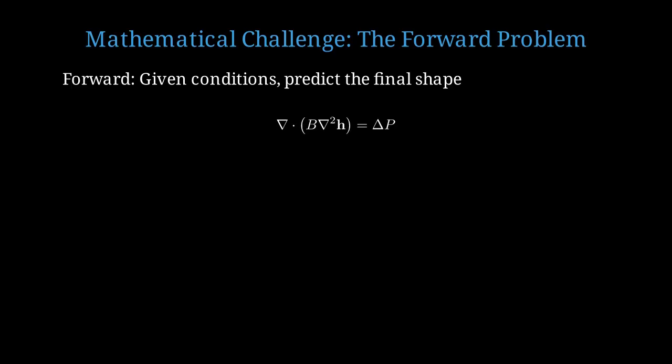The governing equation involves the divergence of B times the biharmonic of the height field H equal to the pressure difference. This is a fourth-order partial differential equation that's challenging to solve analytically. Researchers typically use numerical methods like finite element analysis to solve these equations. The membrane is divided into small elements, and the energy minimization is performed computationally.